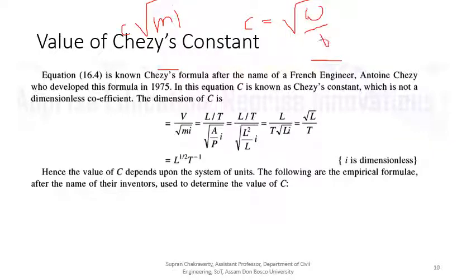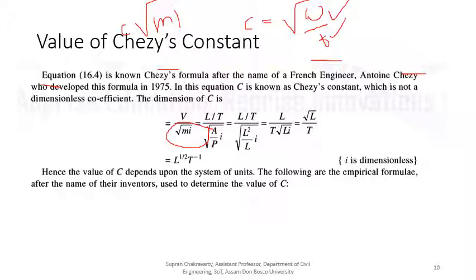It is depending on something, so it cannot be a constant. It is depending on the friction and weight of water. The weight of water may be constant, but this friction is not constant. Hence, this C is not a dimensionless parameter. It is not constant, it is changing. And this is the dimension of the Chezy's constant. The last line, hence the value of C depends upon the system of units.